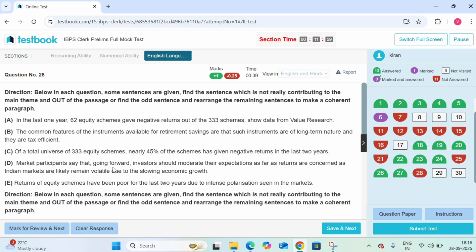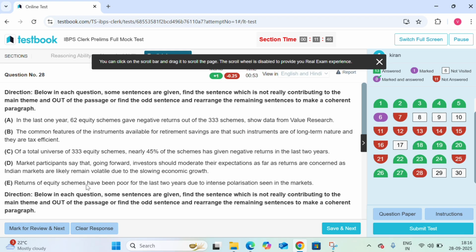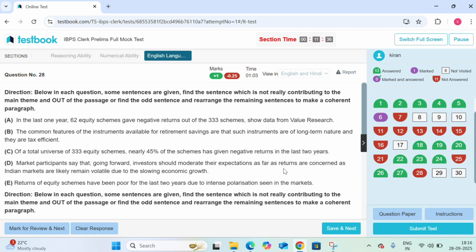Market participants say that going forward, investors should moderate their expectations as far as returns are concerned, as Indian markets are likely to remain volatile due to the slowing economic growth. Returns of equity schemes have been poor for the last 2 years due to the intense polarization seen in the market. So in the last 1 year, 62 gave negative returns. Returns of these have been poor for the last 2 years. In the last 1 year, okay, due to the intense, last 2 years, in the last 1 year, given negative returns. Value Research, the common feature of the instruments available for retirement savings, such instruments are long term in nature. Out of the total, they have given negative returns.